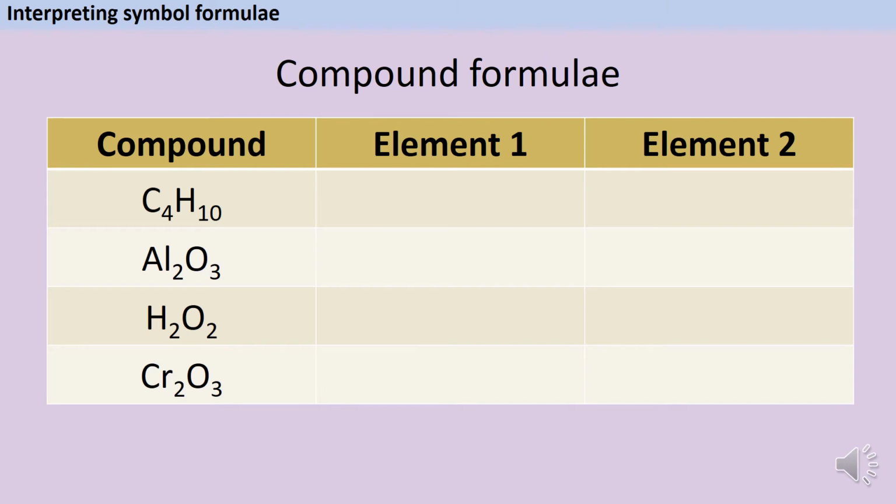Here are some examples for you to have a go at. You'll need a copy of the periodic table to tell you which element each symbol stands for, and then you can use the subscript numbers to tell you how many of each atom type there are. Pause the video, write down some answers, and then press play when you're ready to check them.